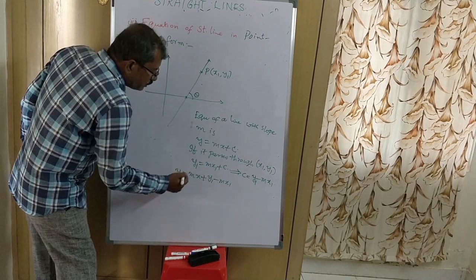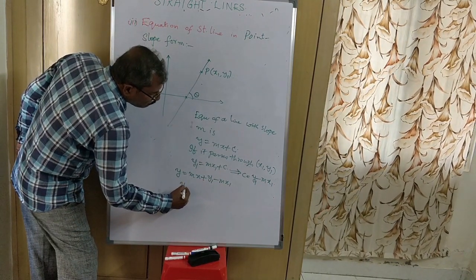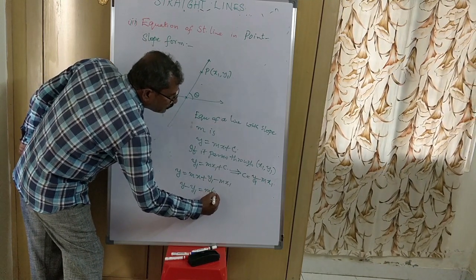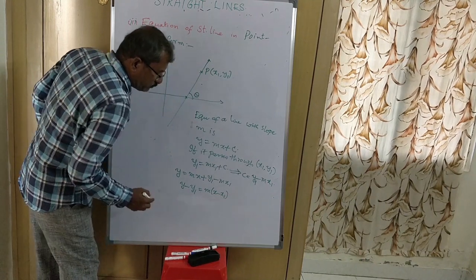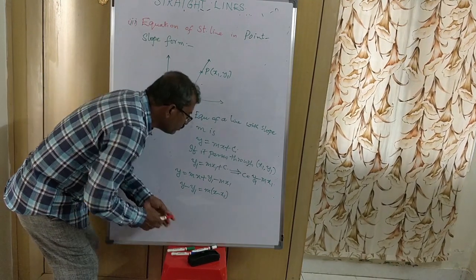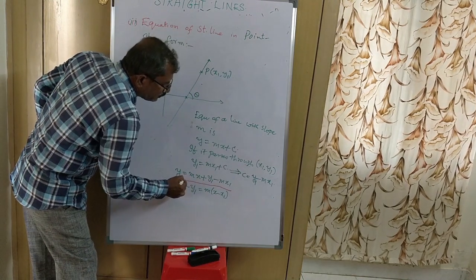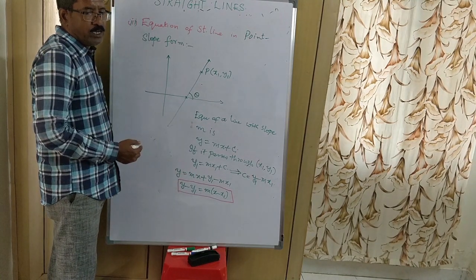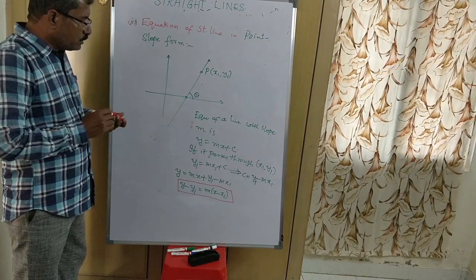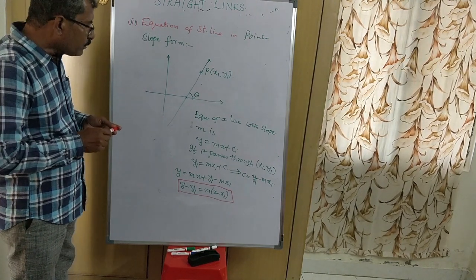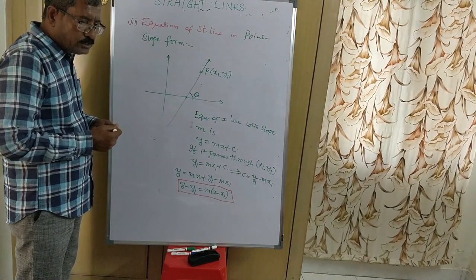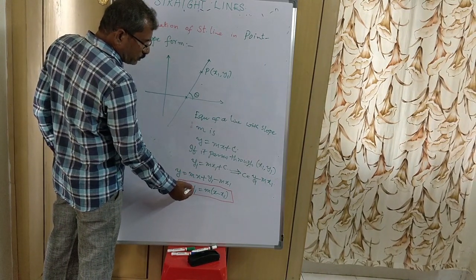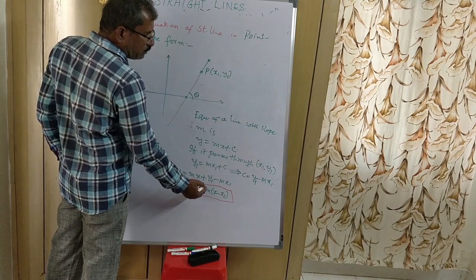Suppose this came to this side, y minus y1 is equal to, take m as common, m into x minus x1, which is the straight line having the slope m and passing through a point x1 y1. Right. The other one, if it passes through the origin 0 comma 0, then what happens? The point x1 y1 is 0 0. It is y minus 0 is equal to m into x minus 0.